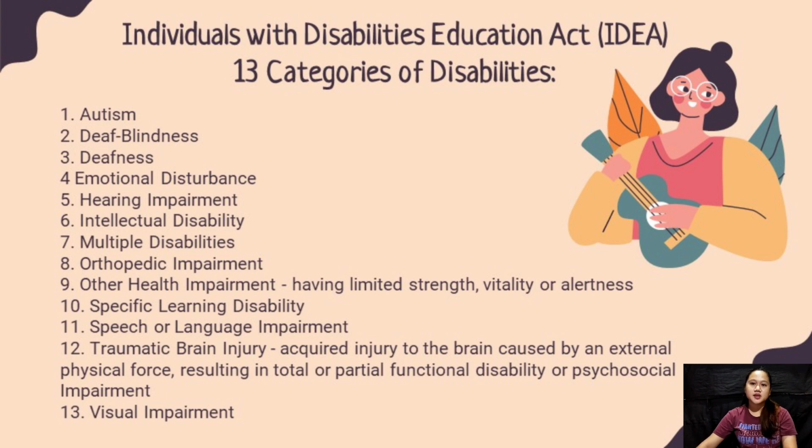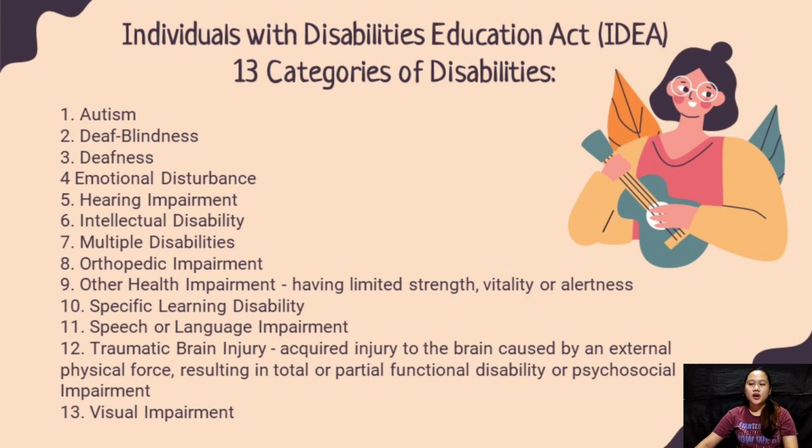So next is speech or language impairment. A communication disorder that impairs a child's educational performance, such as stuttering, impaired articulation, language impairment, or voice impairment. Examples of this are stuttering, language impairment, or voice impairment.